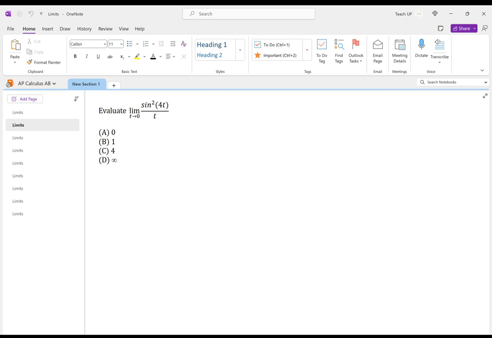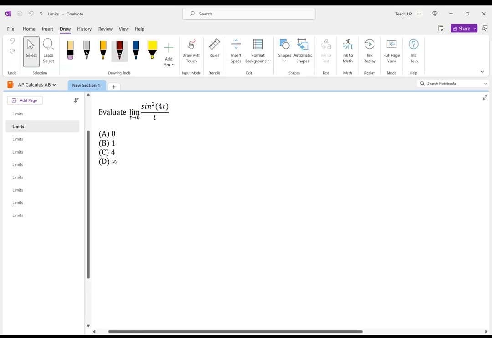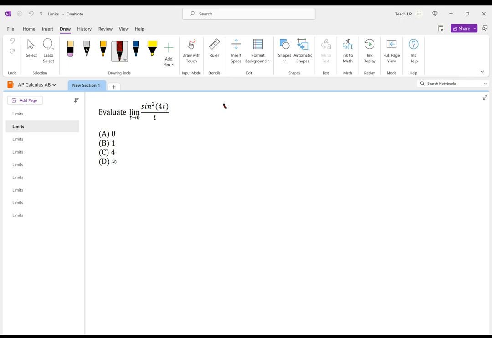Today, we want to evaluate the limit as t approaches 0 of sine squared of 4t divided by t. Just like what we've done in the past, we're going to start by substituting t equals 0 into the function and see what we get. The sine of 0 is 0, raised to the second power is still 0. So we get a numerator of 0 divided by a denominator of 0. So we have that 0 over 0 indeterminate form, which tells us that we're going to be able to use L'Hopital's rule like we've done in other cases.